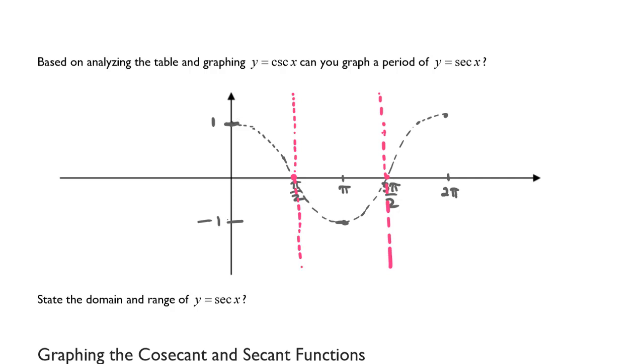And now I just draw the pieces of my secant function. Remember, they bump each other. They're reciprocal with the given trig function. They bump each other at the maxes and mins. And then they hug the asymptotes either to positive or negative infinity. So there's a basic sketch of the secant function.